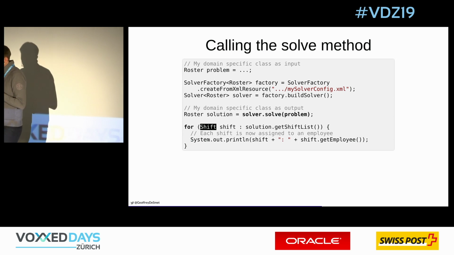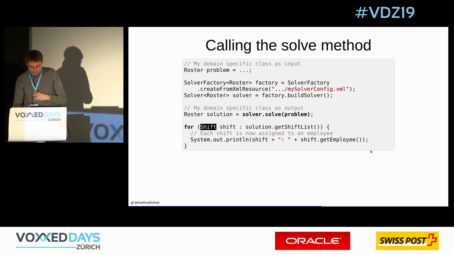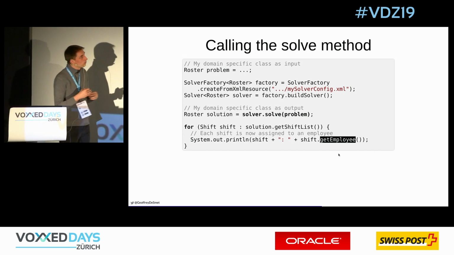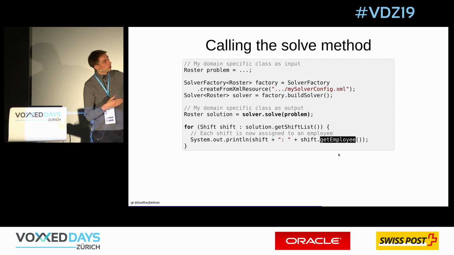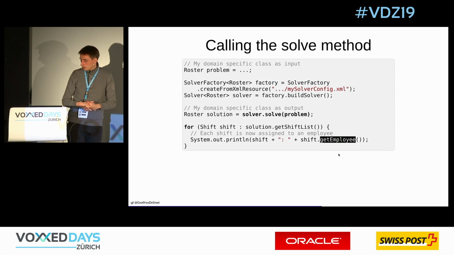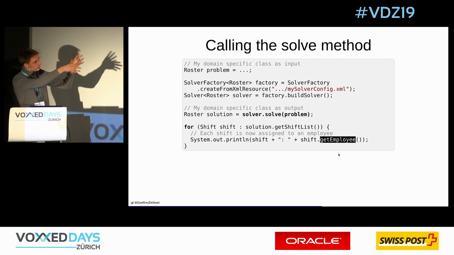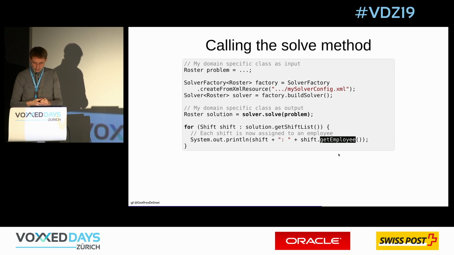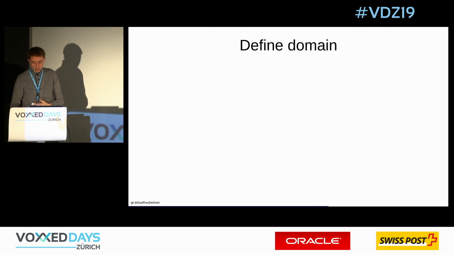And you will see that if you then ask the getEmployee method of that shift, right, that when we originally gave it, that was all null, and now it's actually going to be assigned to one of the employees. So how does OptaPlanner know that this shift exists and this getEmployee method, that it needs to set employees and so forth? Well, that's through the domain.